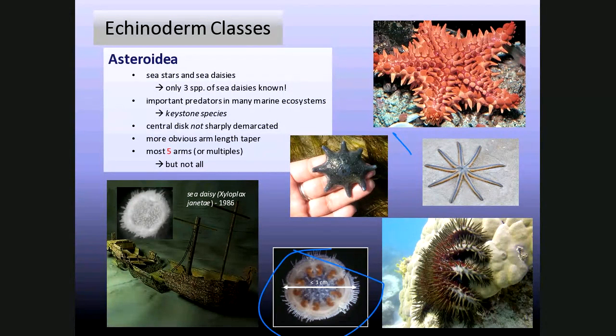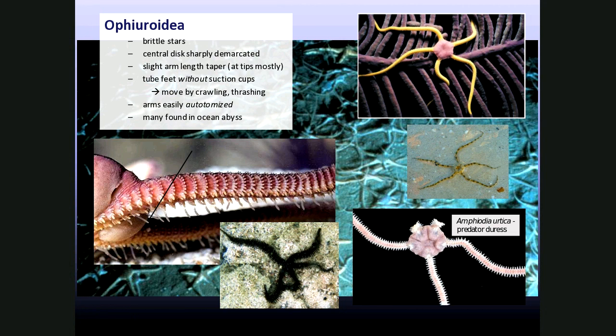This guy looks pretty rough there, man. Looks pretty tough critter. Now the brittle stars. The brittle stars look like sea stars, but now the central disc is very obvious, and the arms don't taper as much. They're more regular, the same length all the way down, except maybe tapering at the end.